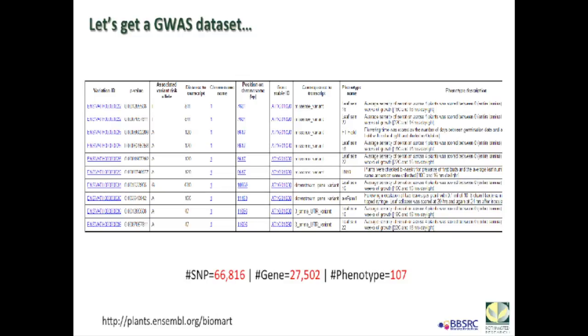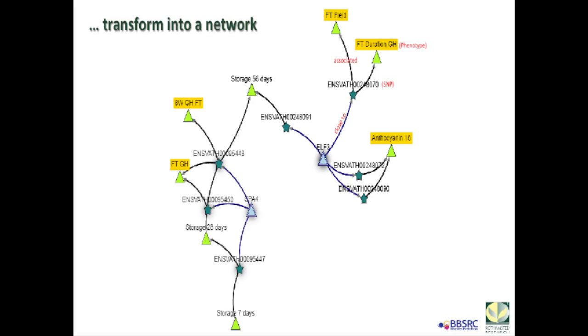The problem with tables is that it's really hard to understand how a SNP is connected to the phenotype. It would be much nicer to visualize it as a network. So this is the same data set, now visualized as a network. Let me tell you a bit about what you can see on this screen.